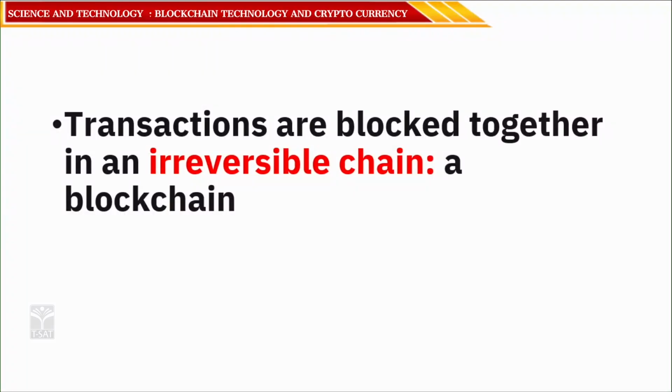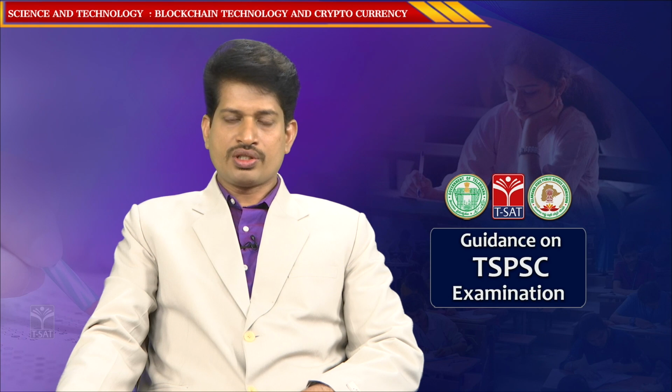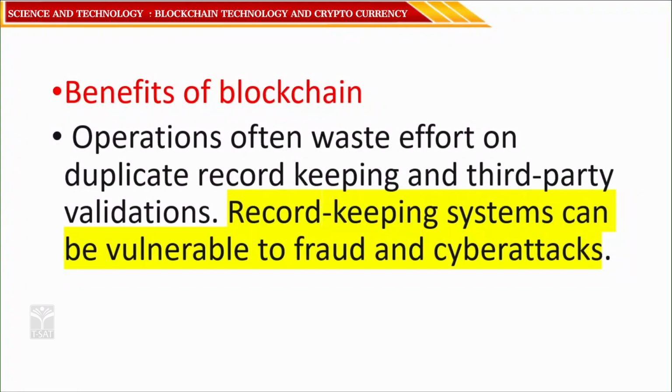Transactions are blocked together in an irreversible chain. Once the transaction happens, you cannot reverse it. That is another advantage, so it gives you a kind of authentication. So, the benefits of blockchain: a record keeping system can be vulnerable to fraud and cyber attacks, so operations often waste effort on duplication. So what is happening here?